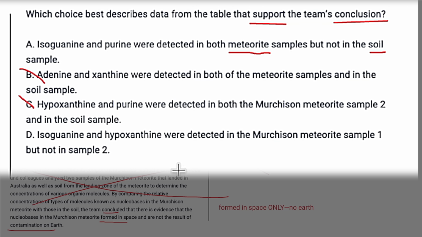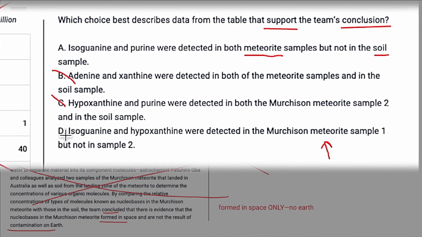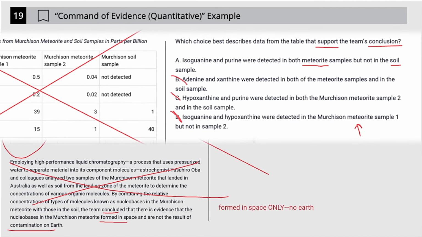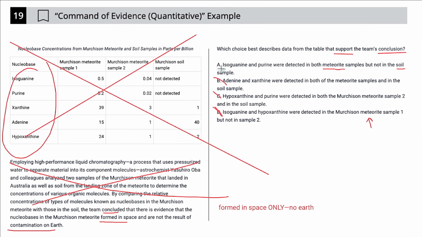And then D, the stuff detected in the meteorite sample 1, but not in sample 2. This is tricky because it talks about only meteorites, but it's comparing meteorite to meteorite, but we need to compare meteorite to soil, aka space to Earth. So that doesn't have all the ingredients that we're looking for. Our answer is choice A.